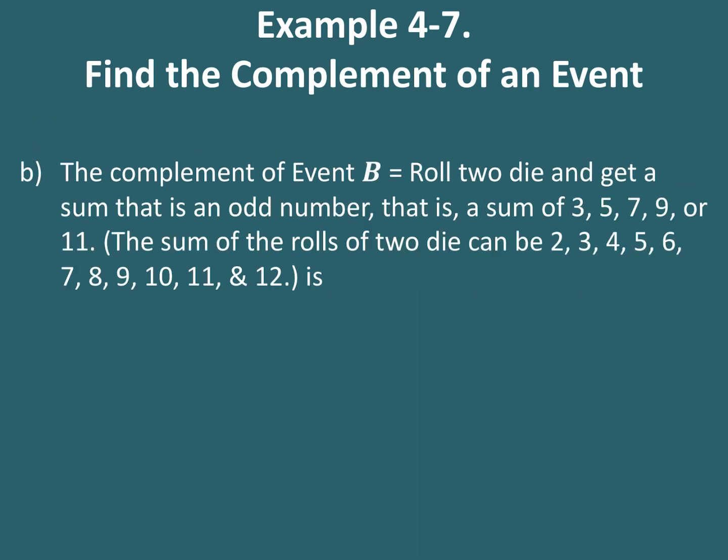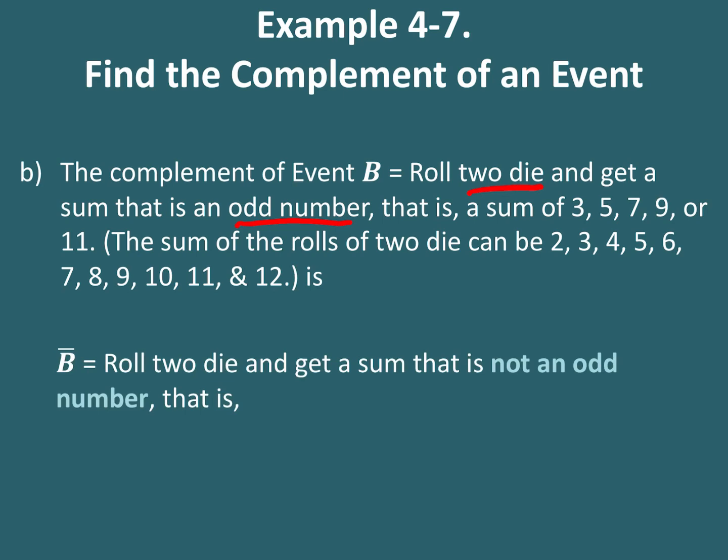So the complement of event B, which is rolling 2 dice and getting an odd numbered sum, which is 3, 5, 7, 9, or 11, would give us the complement of rolling 2 dice and getting a sum that is not odd. That is to say, the sum is 2, 4, 6, 8, 10, or 12. So once again, B would be the sums of 3, 5, 7, 9, or 11. B complement or B bar would be the other sums, 2, 4, 6, 8, 10, or 12.